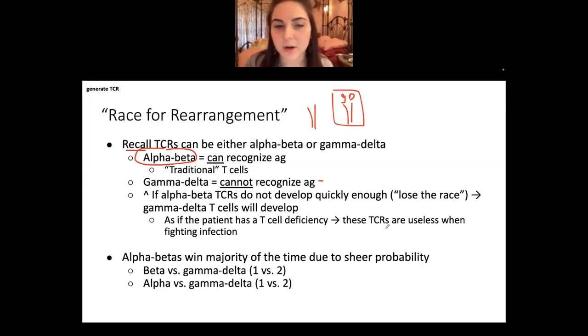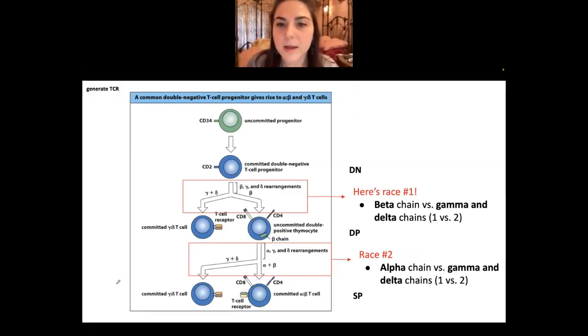So again, these TCRs are useless. TCR is T cell receptor. These TCRs are completely useless when fighting an infection. So I'll explain what this means. A lot of the time you're like, wow, that's terrifying. What happens if gamma delta wins all the time? This is usually not a problem at all, because it's just probability that the alpha betas are going to win. And I'll show you what I mean by that on this slide.